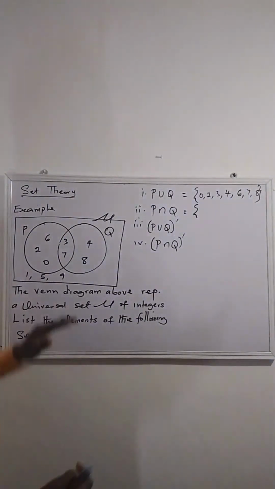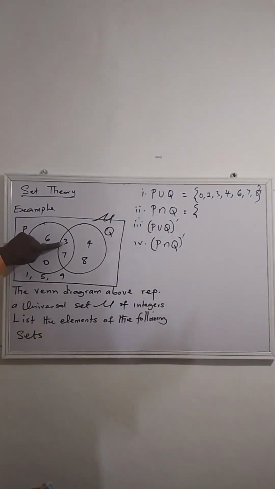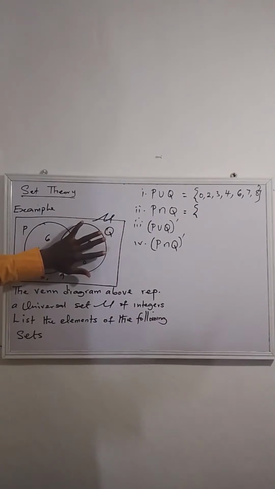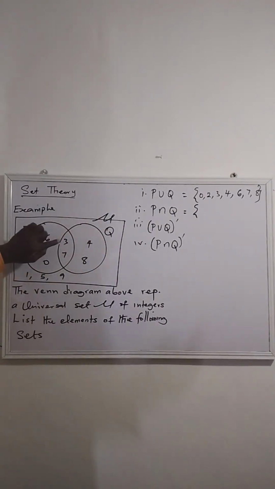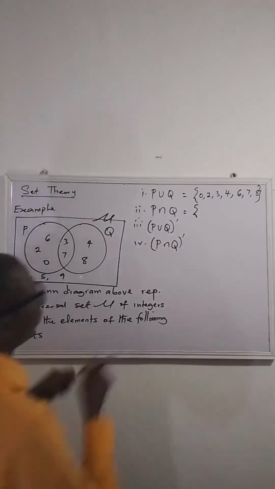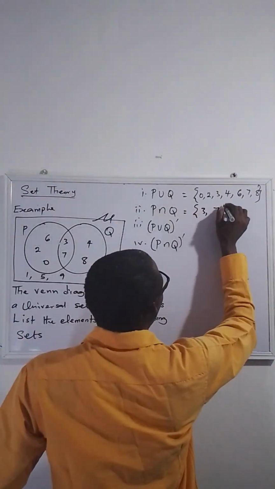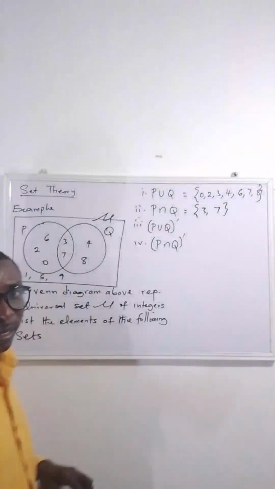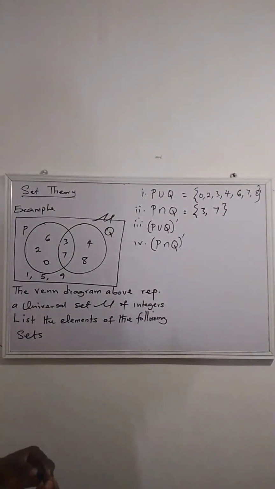Now, there are 3 and 7. Okay, elements in set P and in set Q. That is the element that is common to these sets. They are 3 and 7. So we have 3, 7. You guys are doing well. I can see your answer. So you have 3, 7.